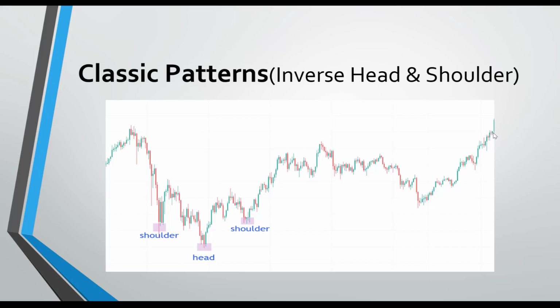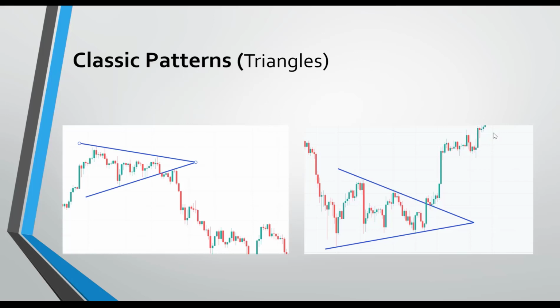Now, the next pattern, which is one of my own favorites, I'd say, is triangles. So when we draw the lines of support and resistance, it makes a kind of triangle. We say whenever we have a breakout from either side, the market is going to change, and the trend goes in the same direction.